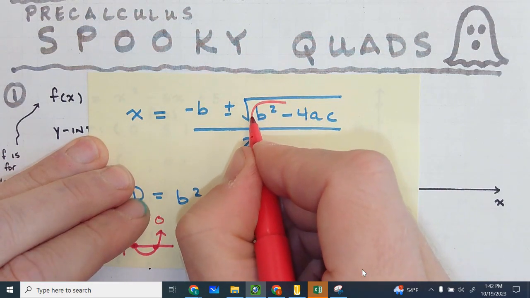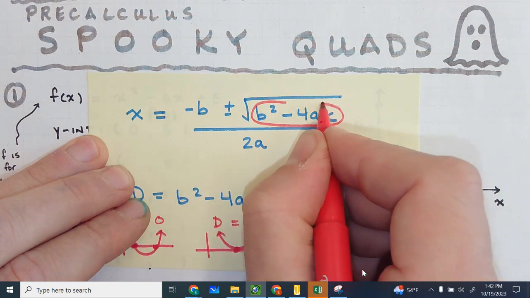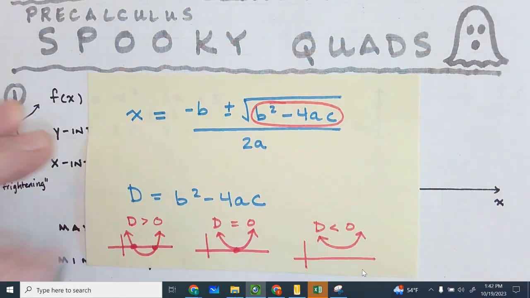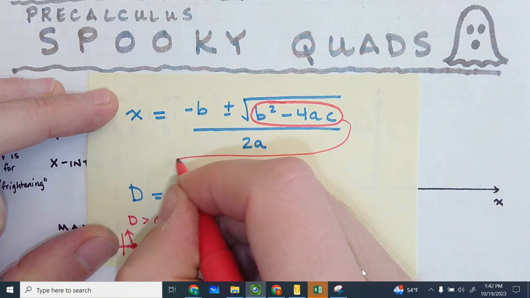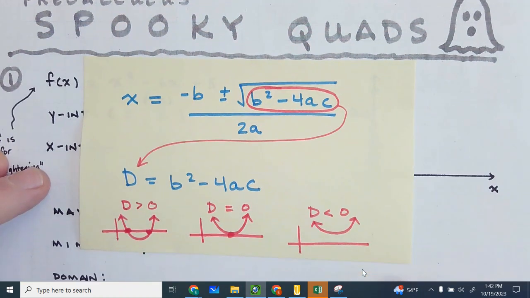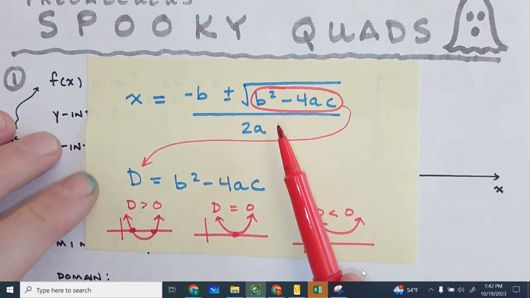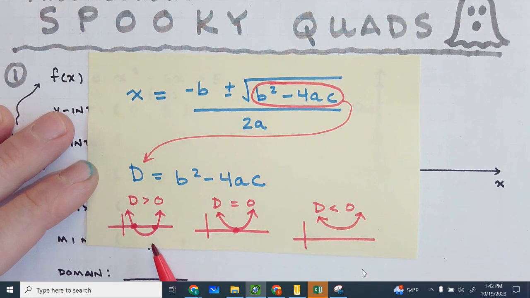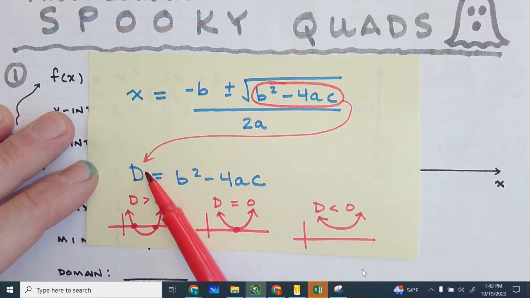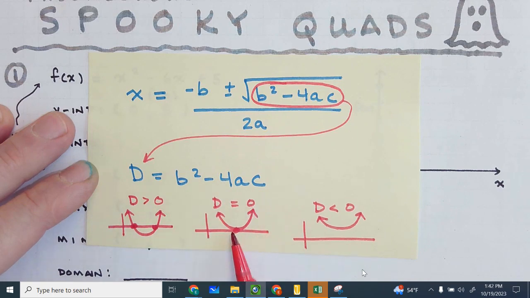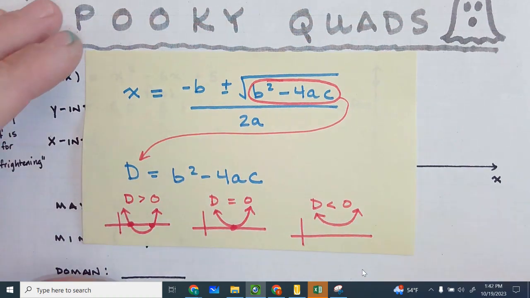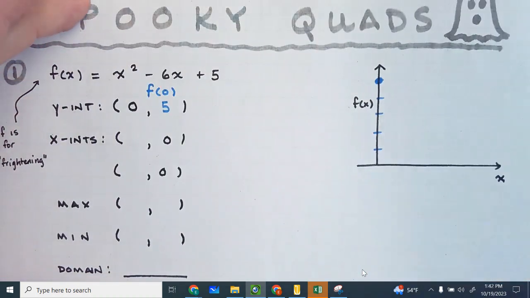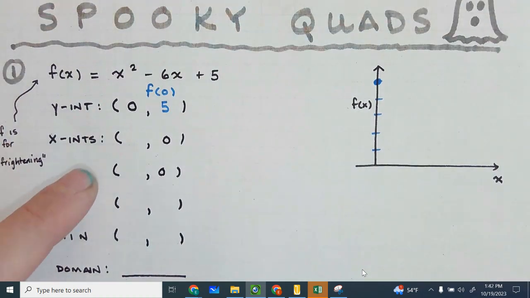And you should also know that the expression inside the square root has a name. It is called the discriminant. And the discriminant is going to tell us how many x-intercepts we get. If the discriminant is positive, we're going to get 2. If the discriminant is 0, we're going to get 1. And if the discriminant is negative, we're not going to get any at all. All right, so without further ado, let's use some quadratic formula.